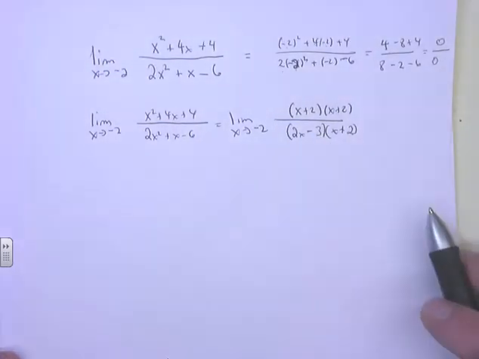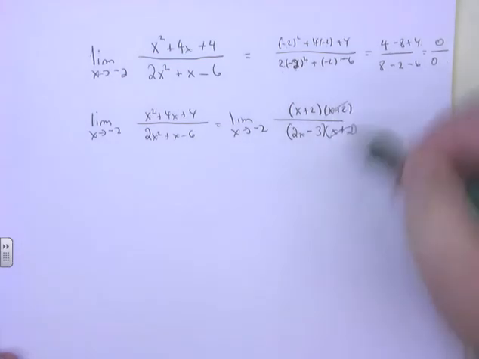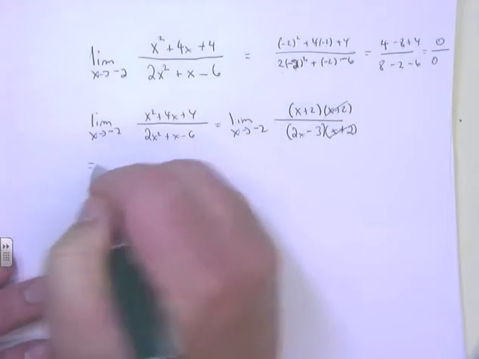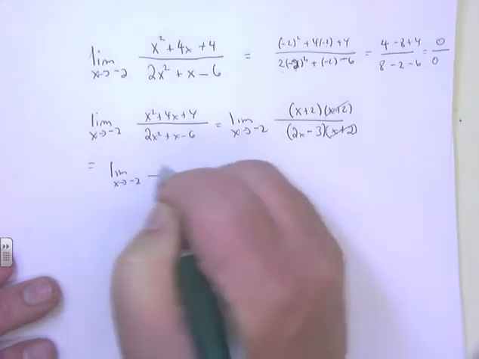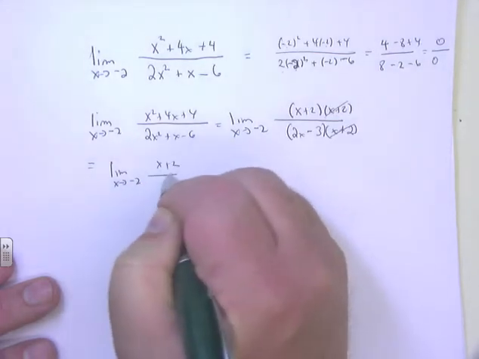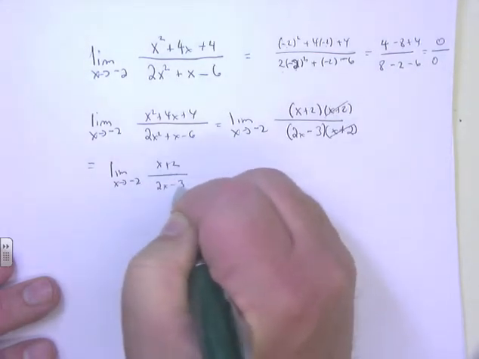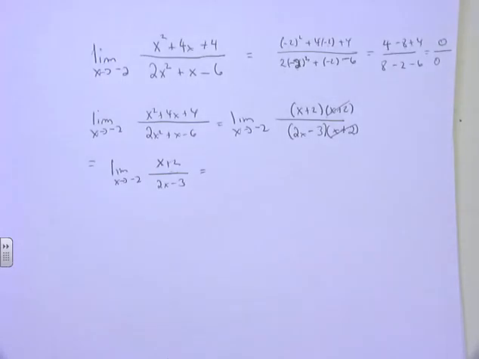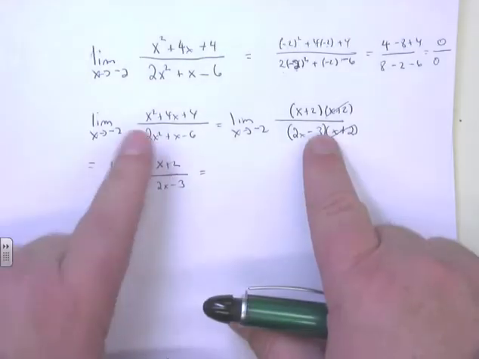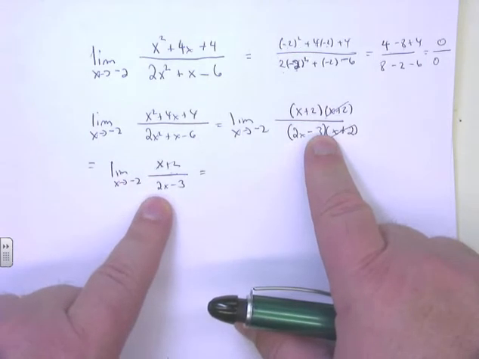Does that make sense? Now, what cancels? x plus 2's cancel. So this would be equal to limit as x approaches -2 of x plus 2 over 2x minus 3. So, and again, it's not just about getting the answer. Notice the work and how I wrote it up to get this thing. Now what you're going to do?